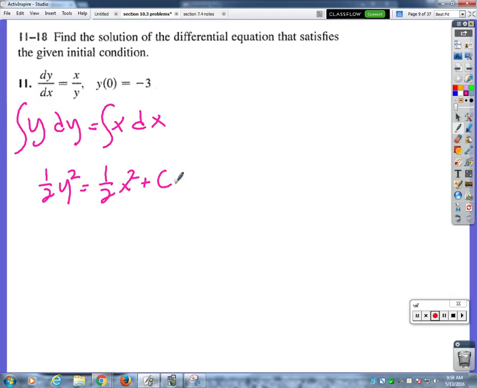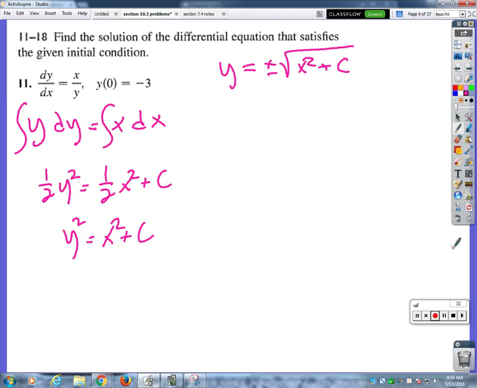Why the c? Not yet. I got to solve for y first. So we're going to multiply by 2. Multiply by 2. So y squared equals x squared plus c, because 2 times c is c. And then y equals, I guess, plus or minus the square root of x squared plus c, right? Because this is addition and square root is the opposite of multiplication, so you can't do that. So it was x squared times 2.